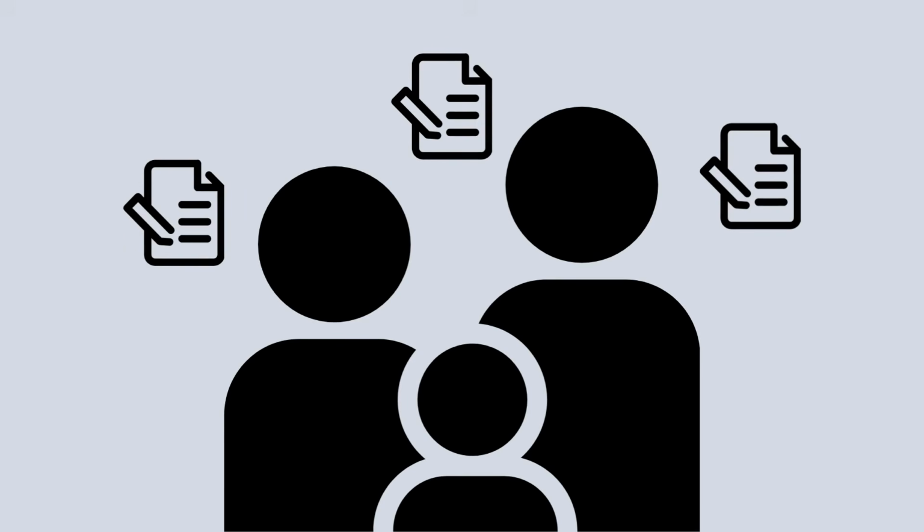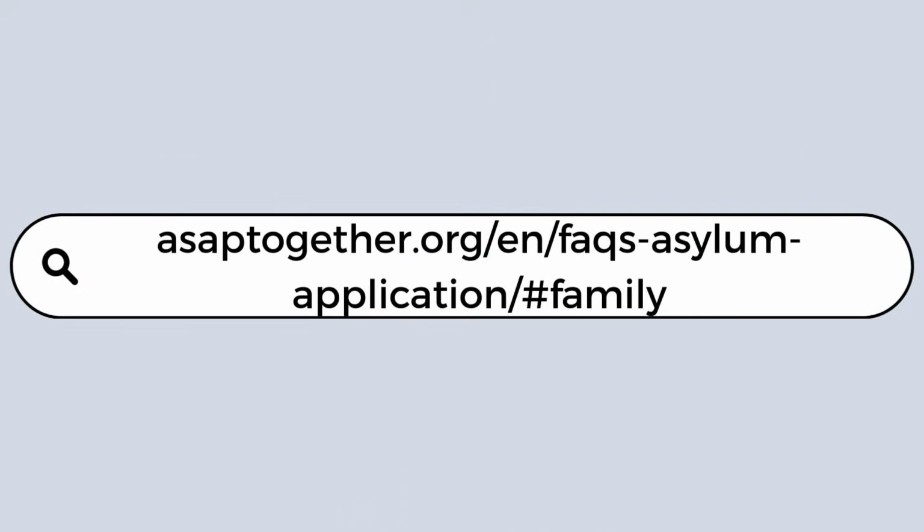There are some situations where it may also make sense for each member of the family to file their own separate Form I-589. You can learn about those situations here. Again, you can find the link below this video. Even if your spouse or your children file separate Form I-589s, you can still include them in your asylum application too.